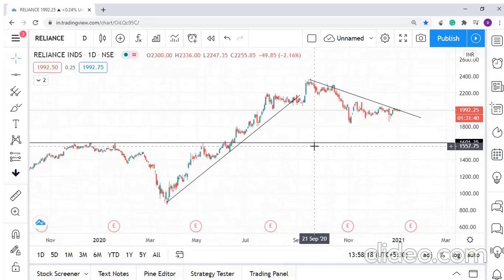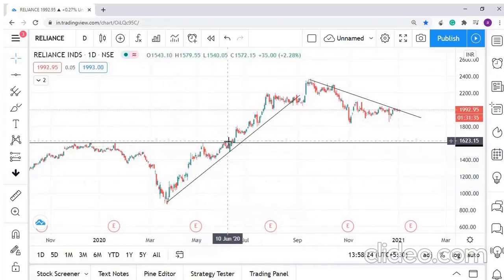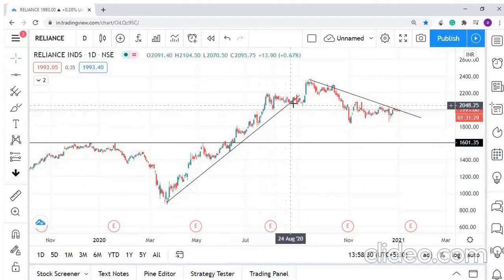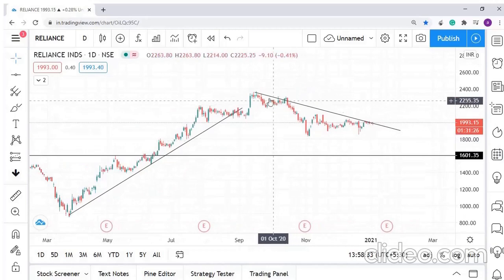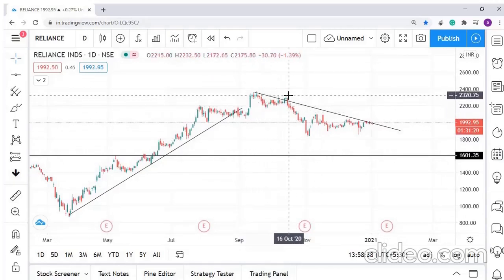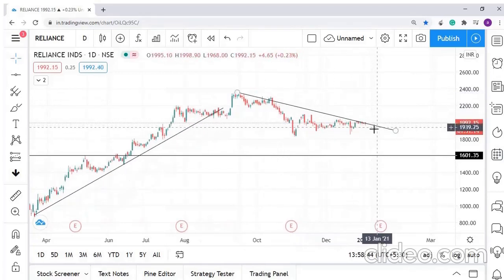Okay, now another concept is trend line support. As you can notice, every time the script comes near this trend line, it rebounds. Same happened here also. So as you can see, this trend line is acting as a resistance. Every time the price goes near the trend line, it rebounds. Currently the price is near this trend line, and it's acting as a resistance.